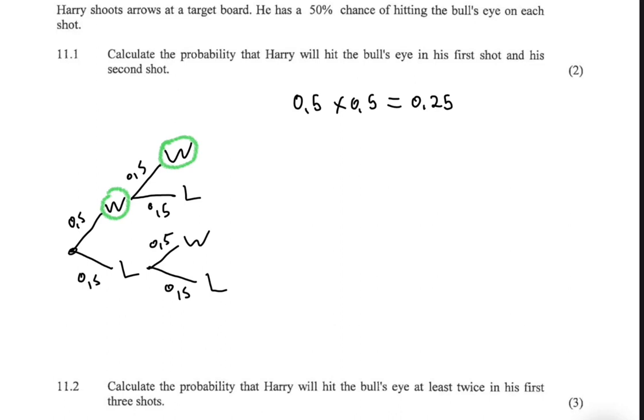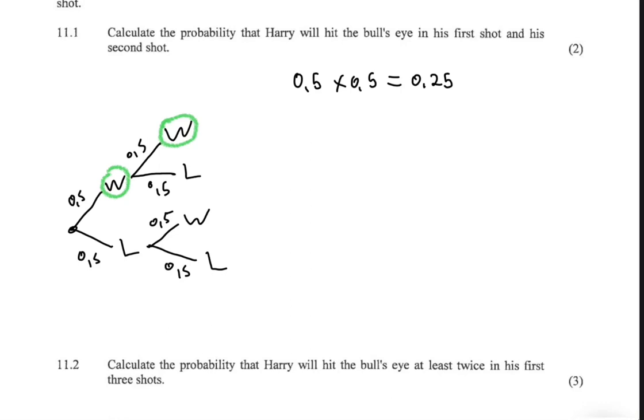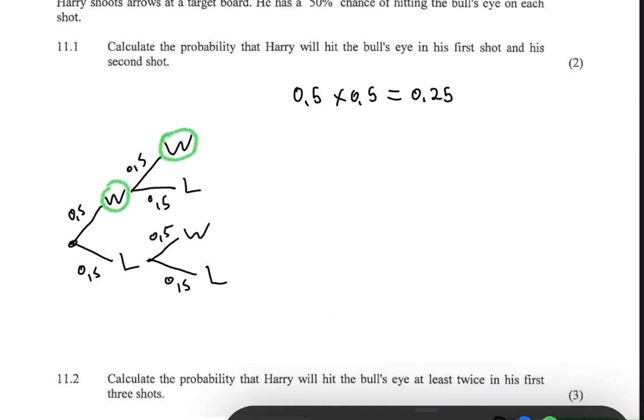11.2 says calculate the probability that Harry Maguire will hit the bullseye at least twice in his first 3 shots. At least twice in his first 3 shots. We have different ways in which that can occur. He can hit the bullseye in his first 2 shots, in his last 2, or on his first and his last, just like that, right? So let me add probabilities for the third shot on our tree diagram.